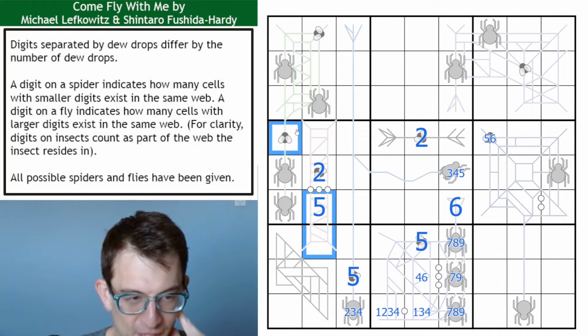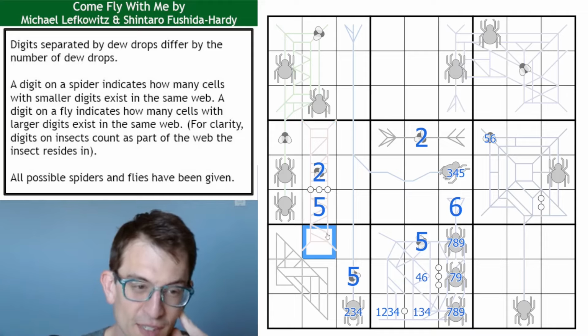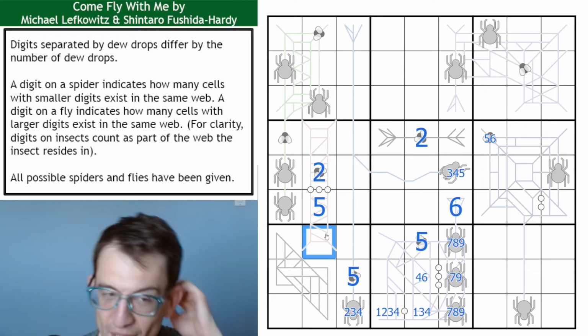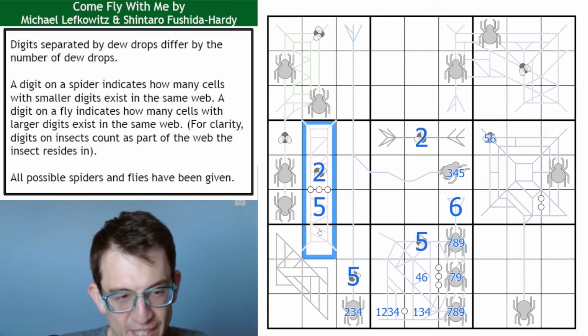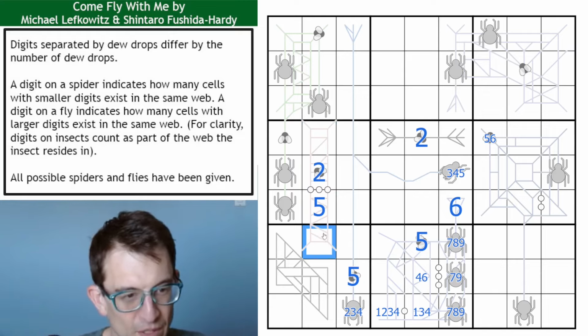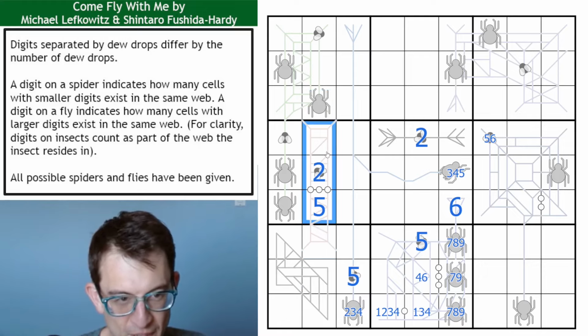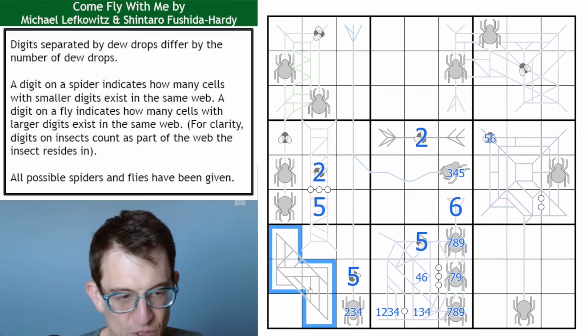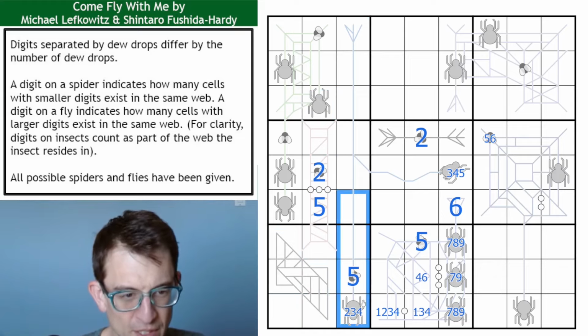I can't have a spider on here. Yeah, a spider needs extra digits it can't see to work. So I couldn't possibly put spiders. So the negative constraint on spiders here and here isn't really doing much. Oh, what about the negative constraint on spiders here? Is that doing anything?